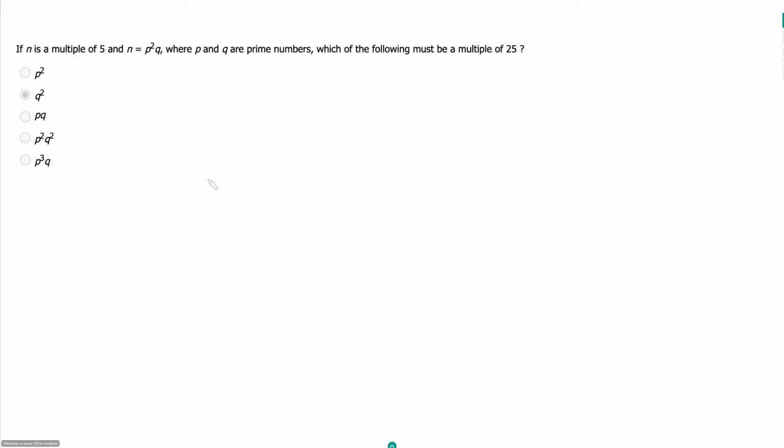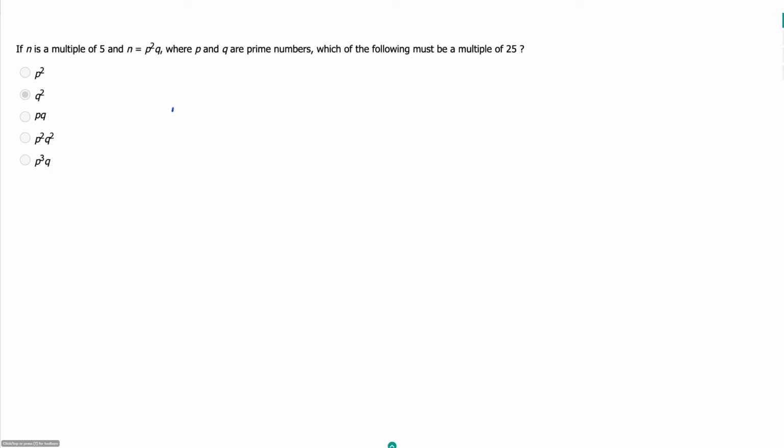If n is a multiple of 5 and n is equal to p squared times q, where p and q are prime numbers, which of the following must be a multiple of 25? So here we have a divisibility question. I love divisibility questions, especially when teaching, because divisibility usually shows you how everything is interconnected on the GMAT.